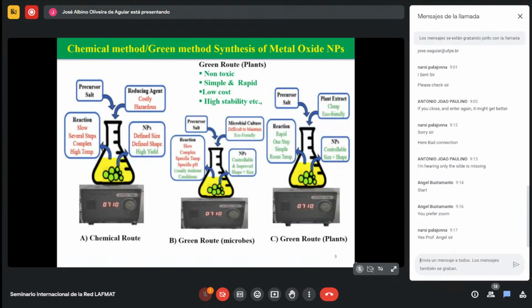Synthesis of nanomaterials has two major methods: the chemical method and the green method. The chemical method requires high temperature, the reaction process is very slow, and the reducing agents are costly and hazardous. The green method is non-toxic, simple, low cost and high stability. Synthesis of nanomaterials using plants is cheap and eco-friendly to nature. For that reason we are looking at the green synthesis of metal oxide nanomaterials using plant extract.